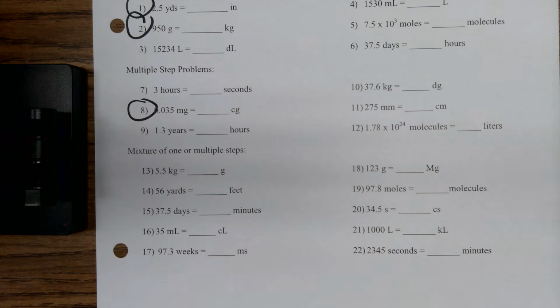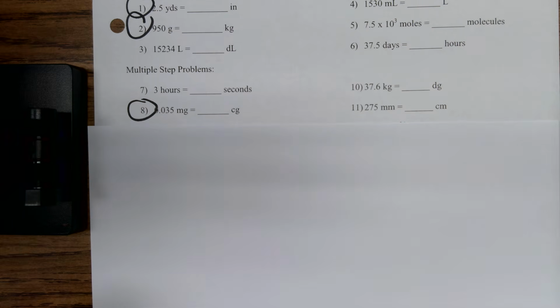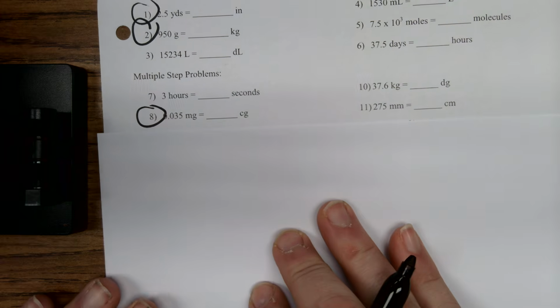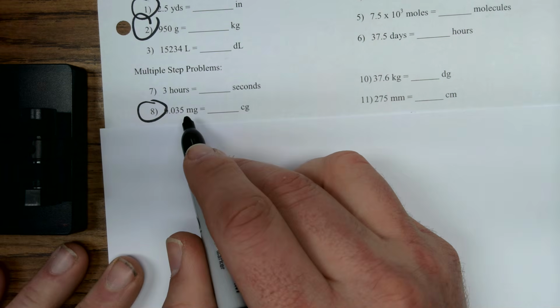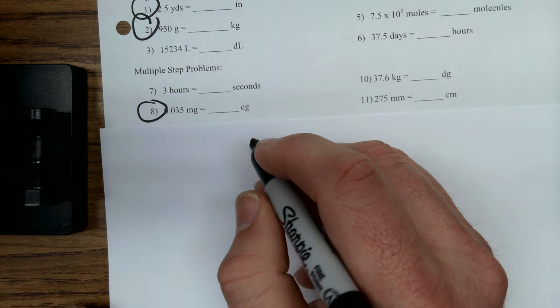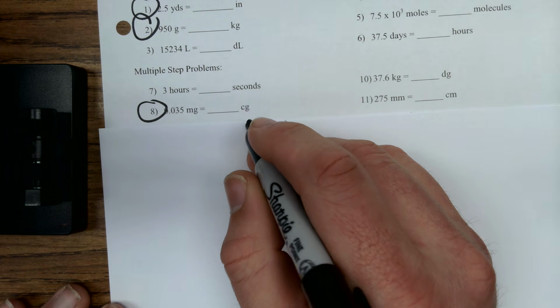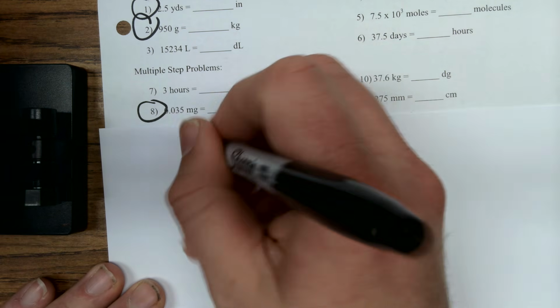So with a multi-step one, we're having two or more steps to get to my final answer. Now, I chose the metric one because I feel that those are the easier ones to do. Whenever we're doing a multi-step metric dimensional analysis question, you always want to go to the base first.